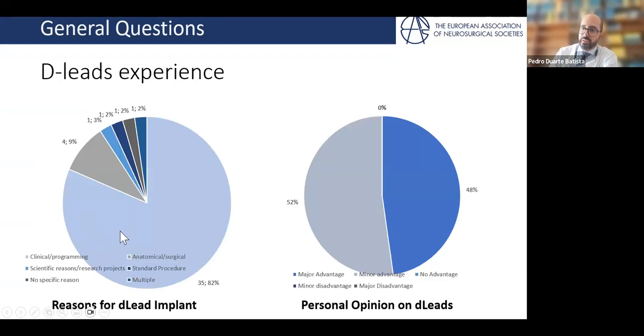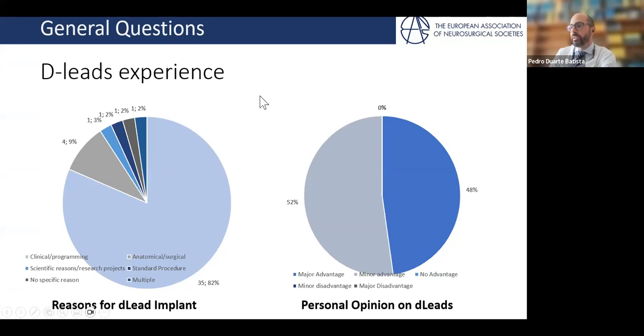So what were the reasons to implant a directional lead? Most of the respondents said the leads were implanted for clinical or programming reasons, and only a minority for other reasons like anatomical or surgical reasons or for scientific reasons. Of note, 2% of the respondents said they do it as standard, so they only implant directional leads now.